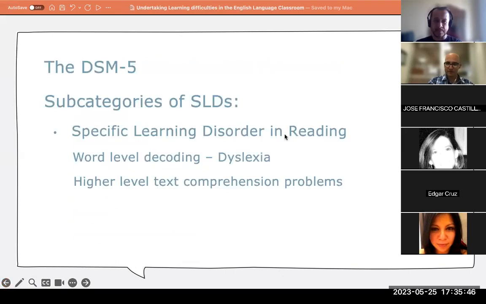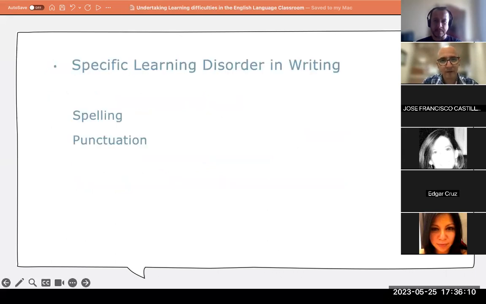There we go. And let's see. Word level decoding. That has everything to do with language learning, attributing phonemes to graphemes, segmenting words. Text comprehension problems. That looks like language learning to me.